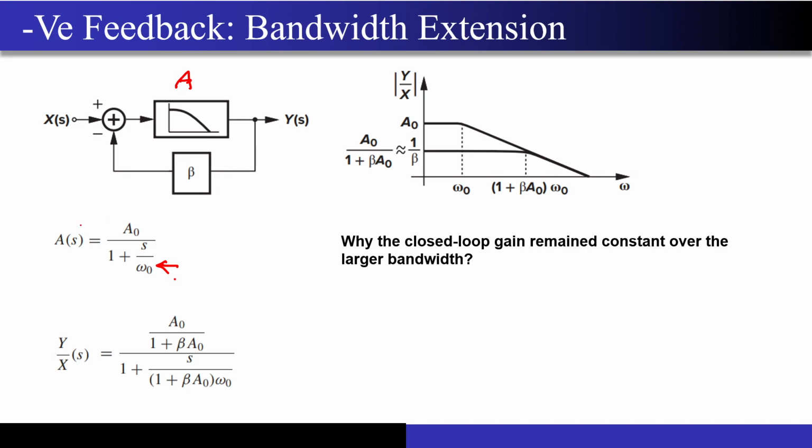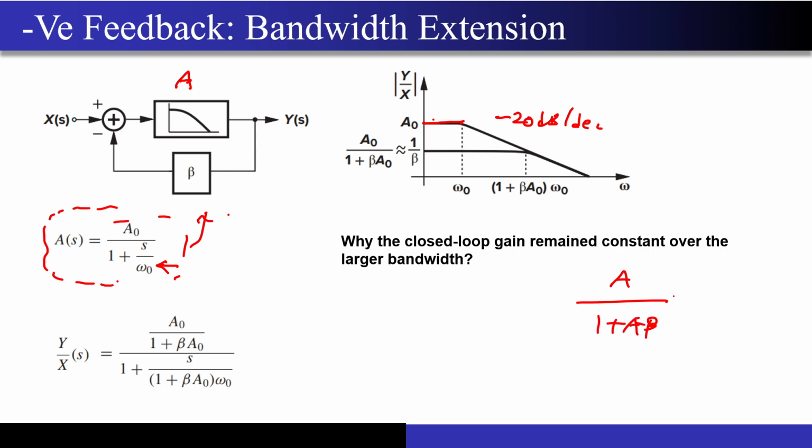Now if I try to plot a Bode plot of this particular transfer function, it will look something like this. Till this omega naught, my gain is A naught, and after omega naught, the gain will roll off with a slope of minus 20 dB per decade. Now what happens if I put this amplifier in a negative feedback with a feedback factor of beta? All of you know the expression: A upon 1 plus A beta, and A over here itself is A of s.